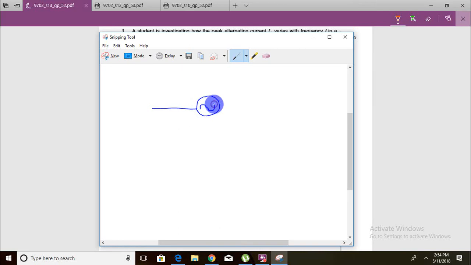So this is a signal generator, and you need to label it as such. And here's the coil of wire. You should label this as well. And here's the ammeter, similarly should be labeled.